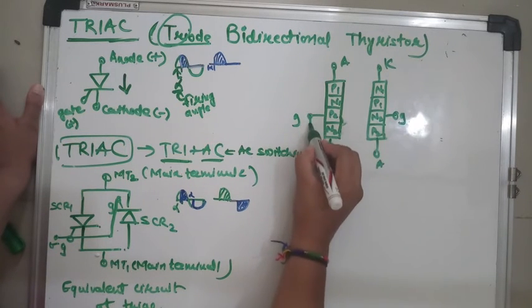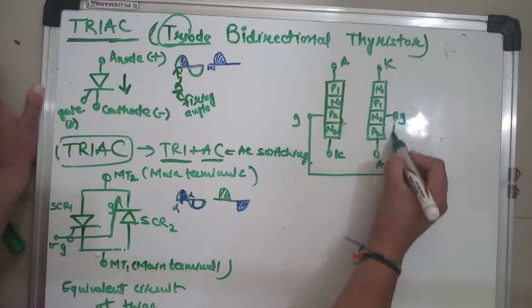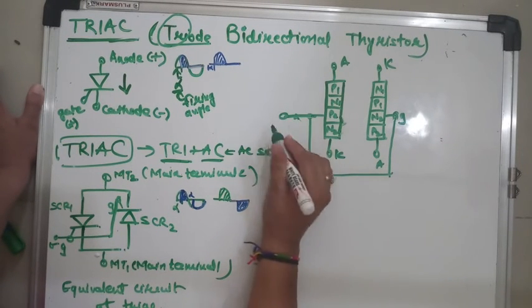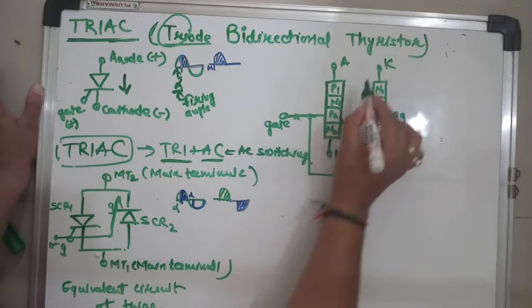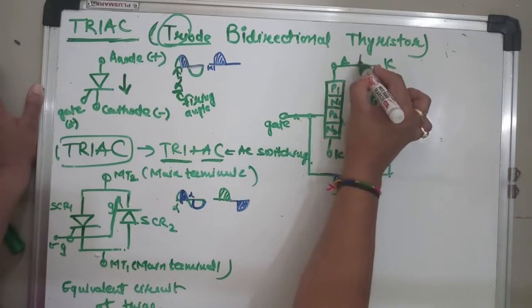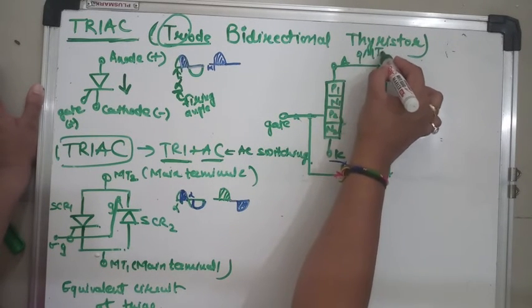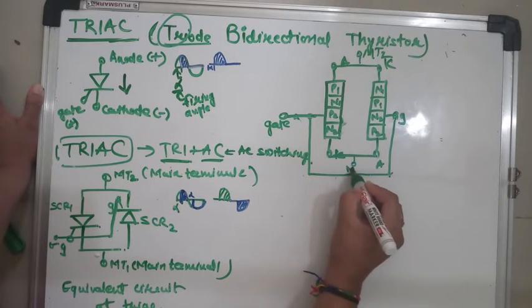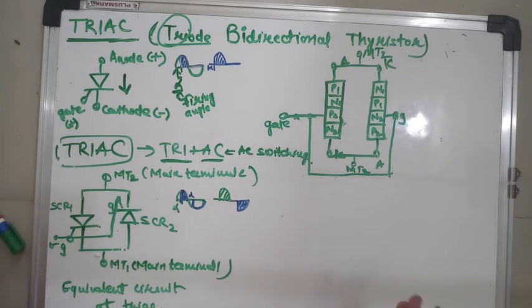Now the gates of both SCRs are connected together, and we take out one terminal, which is labeled as the gate. In the same way, the anode and cathode are connected together to make one terminal, MT2, and here the anode and cathode are connected together and labeled MT1, instead of labeling them anode or cathode. So that is the basic structure of the triac. A triac means two SCRs connected in anti-parallel.